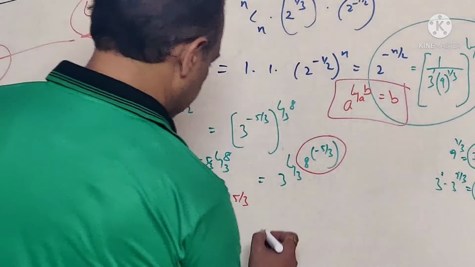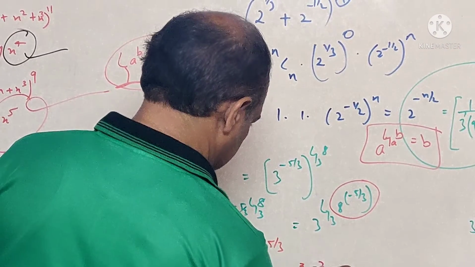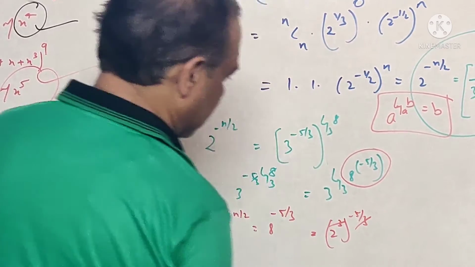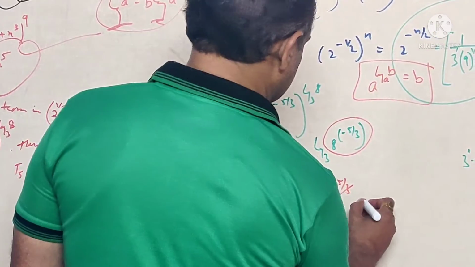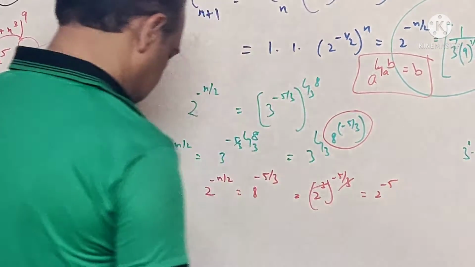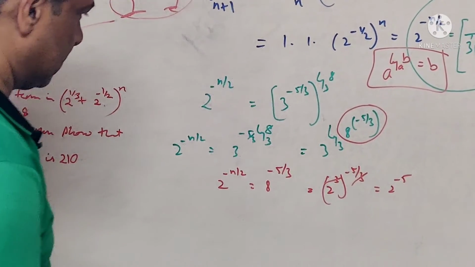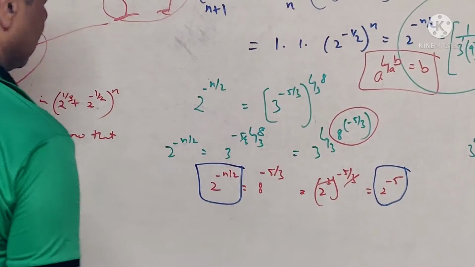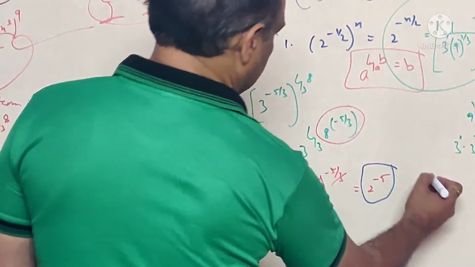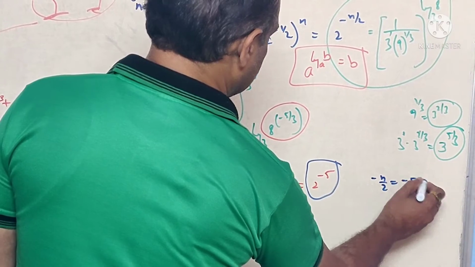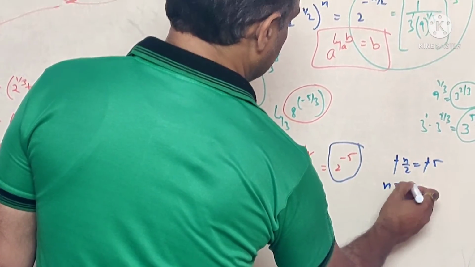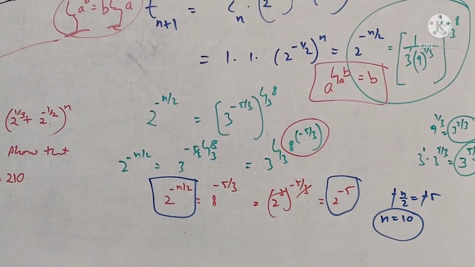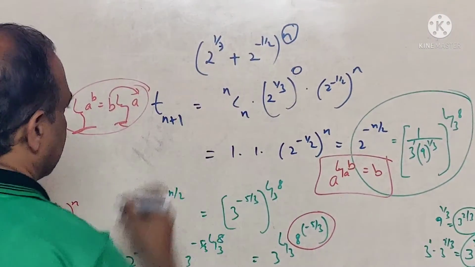Now, how much can this 8 be written as? It can be written as 2 cube. It will become 2 power 3 into minus 5 by 3. This 3 and 3 will get cancelled, and you will have 2 raised to power minus 5. Now these are the two things. This part and this part will be put equivalent to each other. You will have minus n by 2 is equal to minus 5. Minus minus cancel, and you have n is equal to 10. Clear?